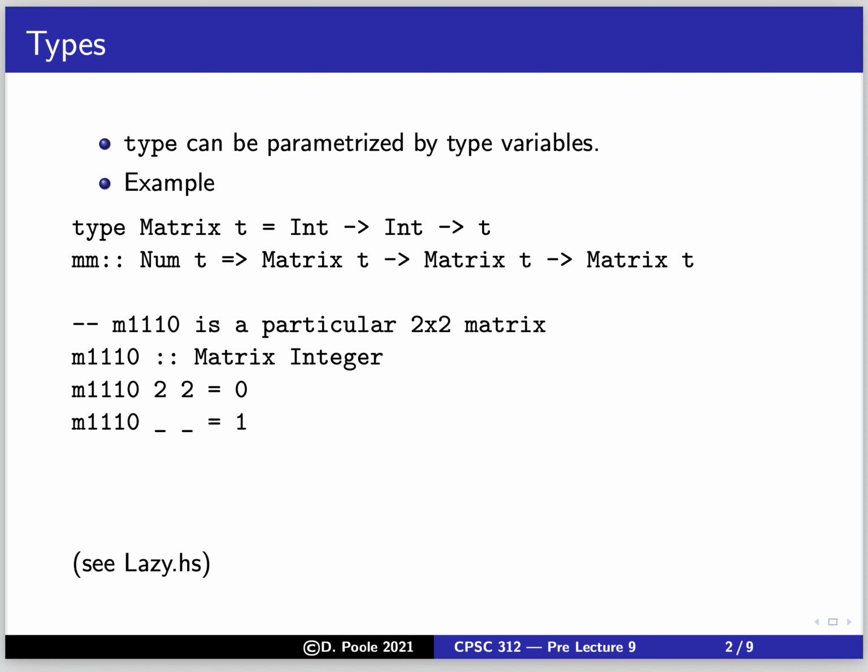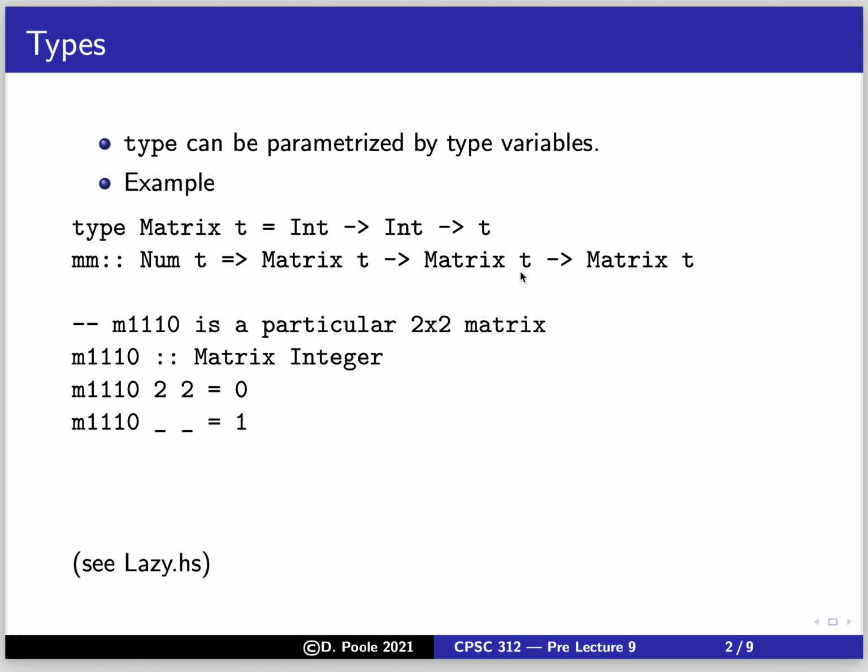But we can also parameterize types. We can have the type Matrix T, which for any type T is another type. So a matrix of type T is a function from Int and Int into type T. Now we might have a matrix multiplication that has to take a matrix of type T and a matrix of the same type and return a matrix of the same type.